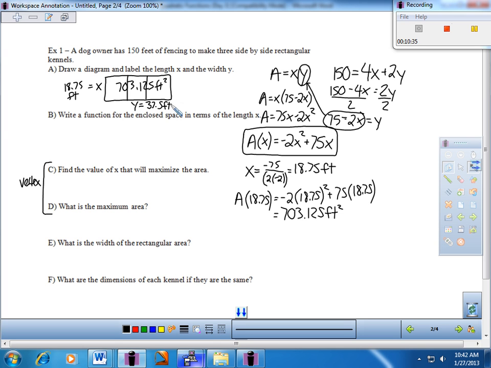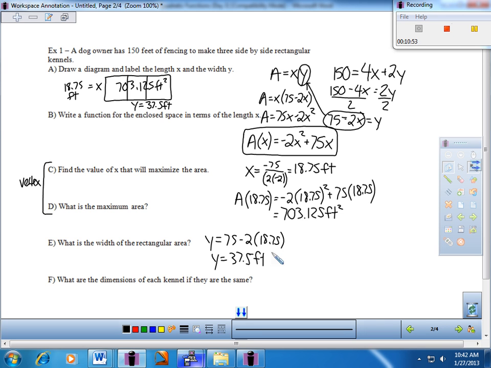So what is the width? I'm just going to do it up here, that the y was 75 minus 2 times that. Obviously, however you do it, it makes no difference, as long as you get that 37.5. And I guess this was just the last culminating piece here, not that it's a big deal.